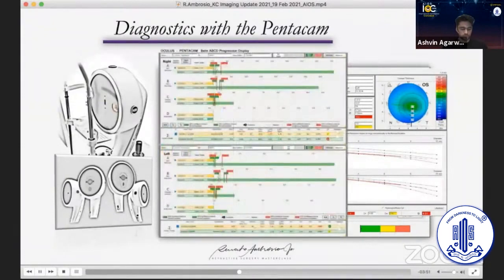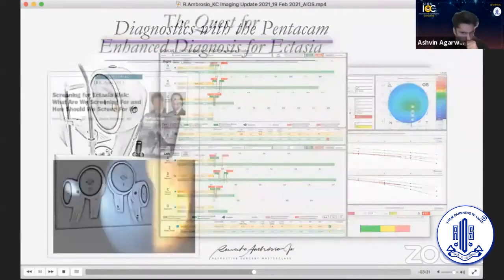Michael Belin has also made a great contribution with the progression display with ABCD, in which the change from the baseline value is compared to the standard deviation from the precision of the measurements in a normal and a keratoconic population. So you see if this change is significant from the baseline.